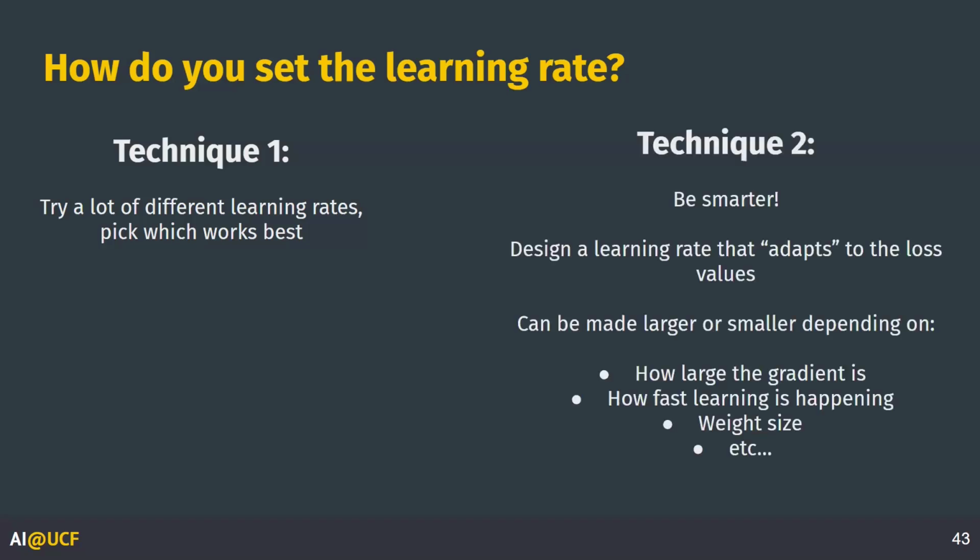We can instead try and use a learning rate that can adapt to what our current loss value is. That can be bigger or smaller depending on how large the gradients we calculated were, how fast we're training the model, how big our current weights are, etc. Instead of just trying to keep a single value the same the entire time we're learning the model, we can adjust it so that we're not suddenly going to have a value that's way too large right at the end of training or way too small at the beginning of training, right?